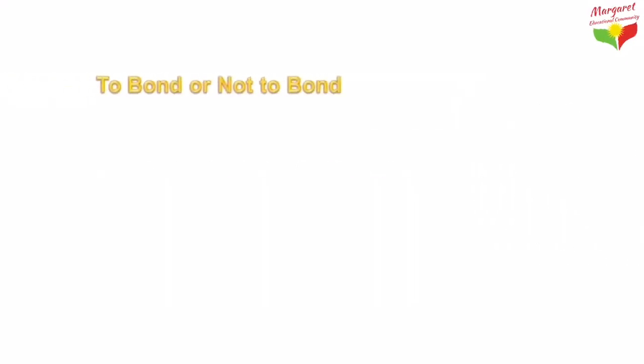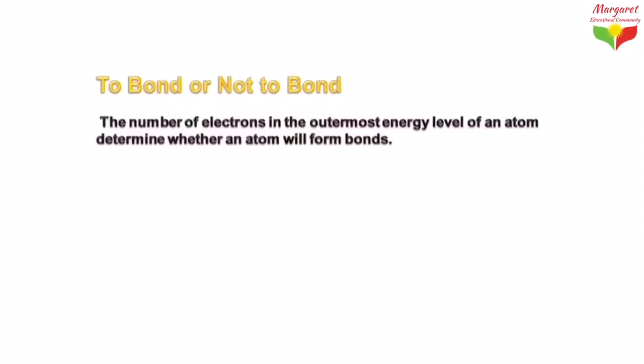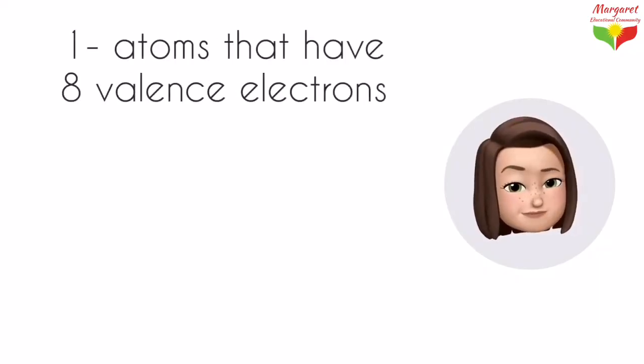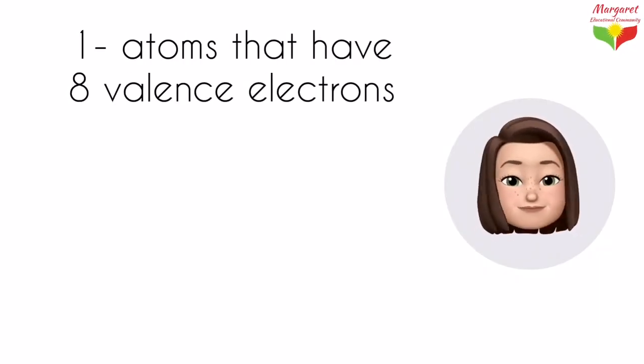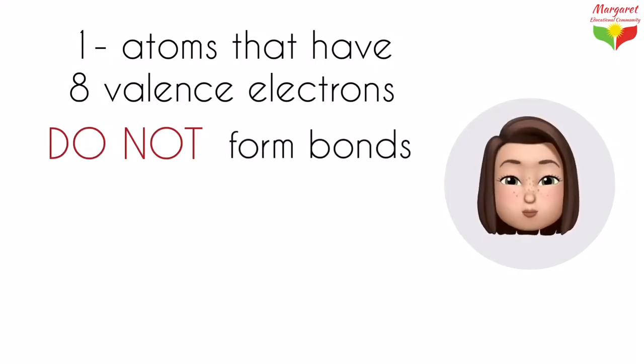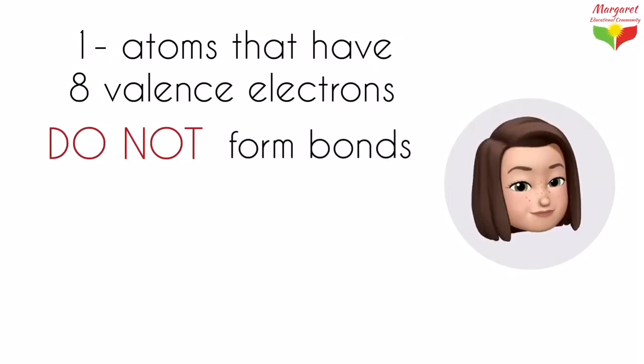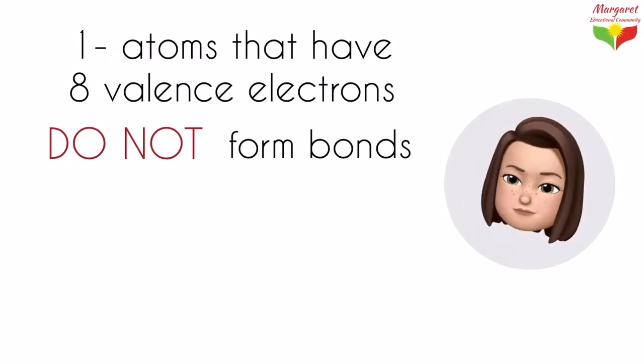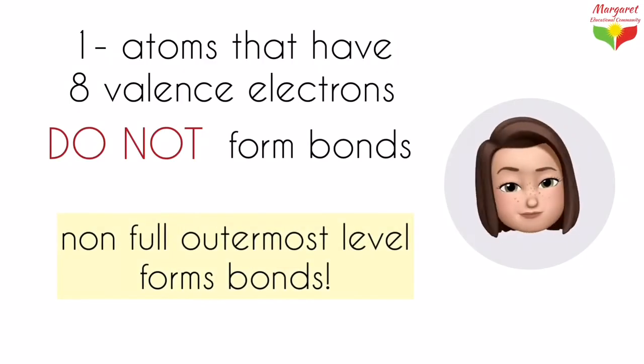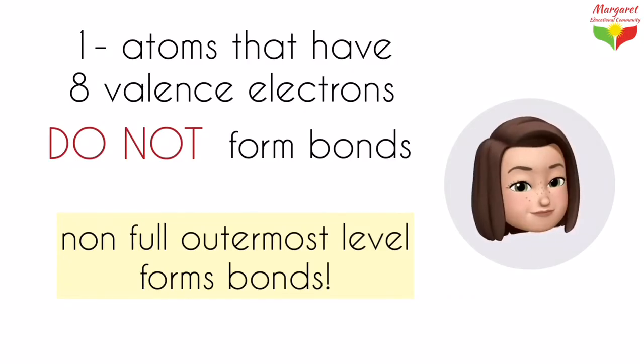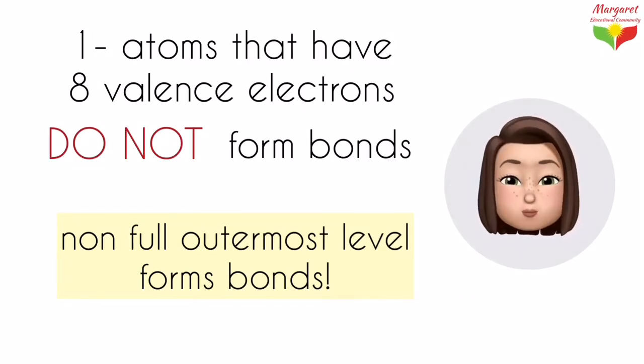Remember when I said I will tell you why we need the number of electrons later? Now it's time to tell you why. The valence electrons and the outermost energy level of an atom determine whether an atom will form bonds. Atoms that have 8 electrons in their outermost energy level do not usually form bonds. The outermost energy level is considered to be full if it contains 8 electrons. So, in other words, we need the outer energy level to be not full so that atoms can form bonds by sharing, gaining, or losing electrons.